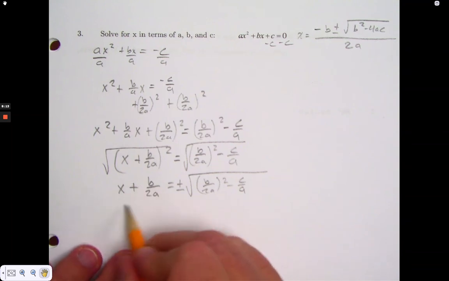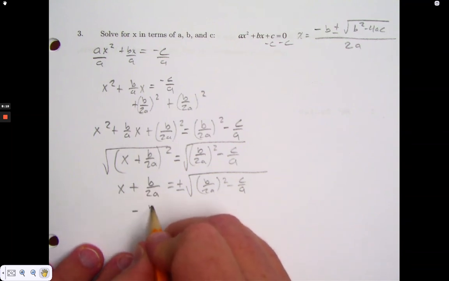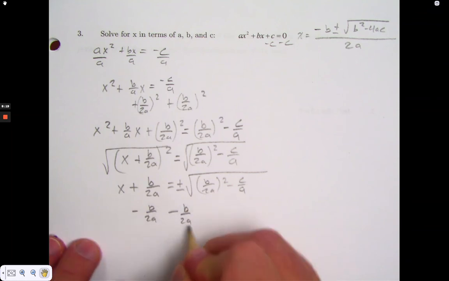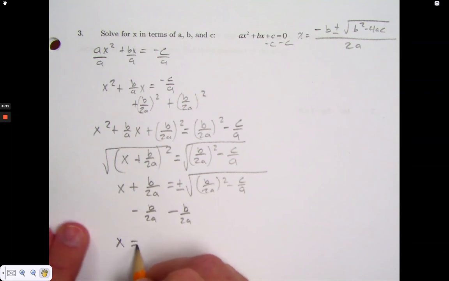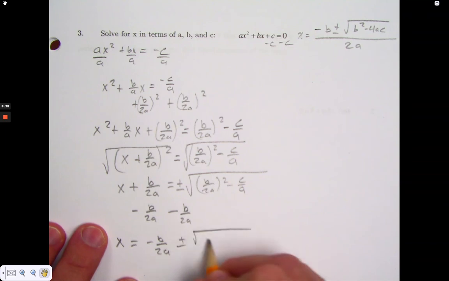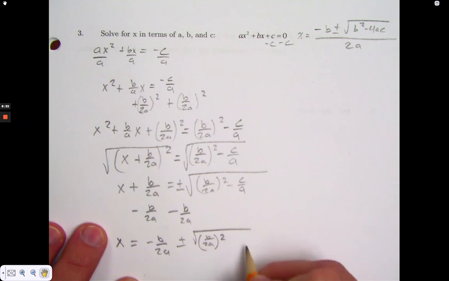So now we need to solve for x. So we need to subtract b over 2a from both sides. So then we found that x equals the negative b over 2a plus or minus the square root of b over 2a squared minus c over a.